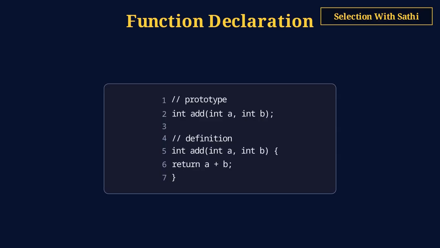In C, parameters are passed by value. The function receives a copy, not the original variable. To modify the original, you pass a pointer instead. You can declare a function prototype before main and define the function body after main. This tells the compiler the function exists before it's used.